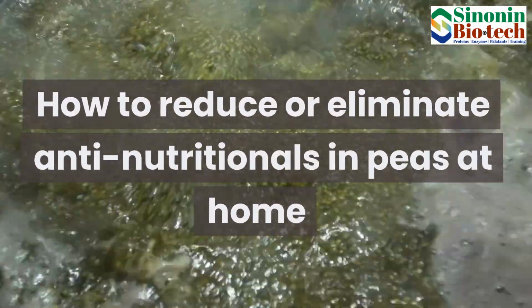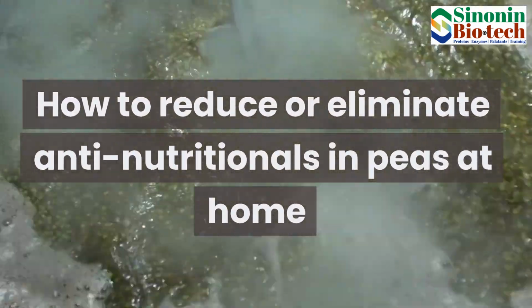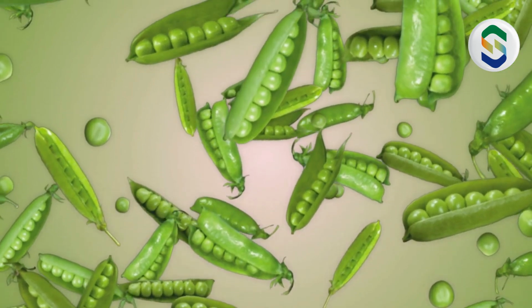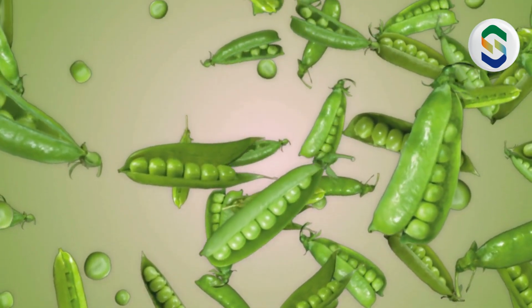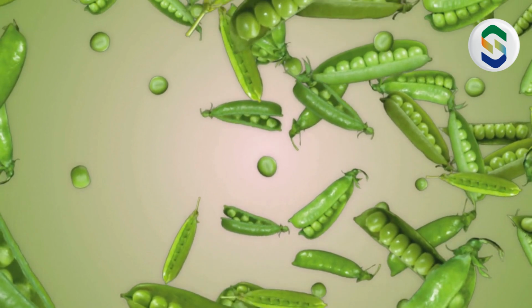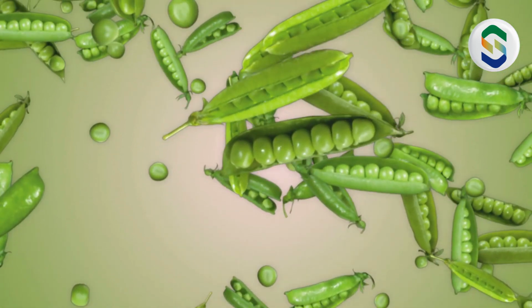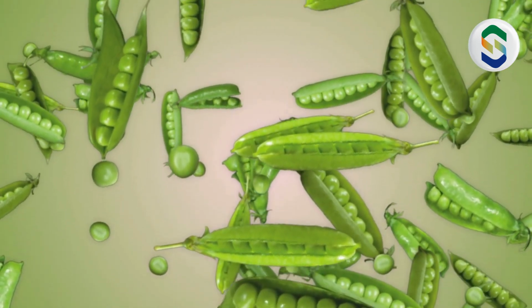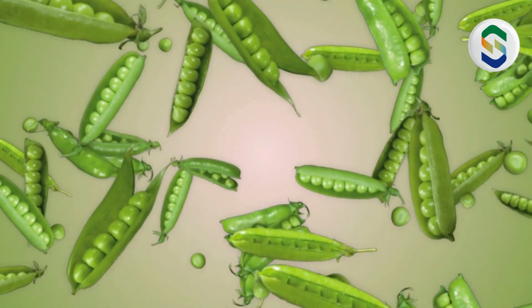How to reduce or eliminate anti-nutritionals in peas at home. Several methods can be used to reduce or eliminate anti-nutritional factors in peas, including soaking, cooking, fermentation and genetic engineering. We shall now examine each method.